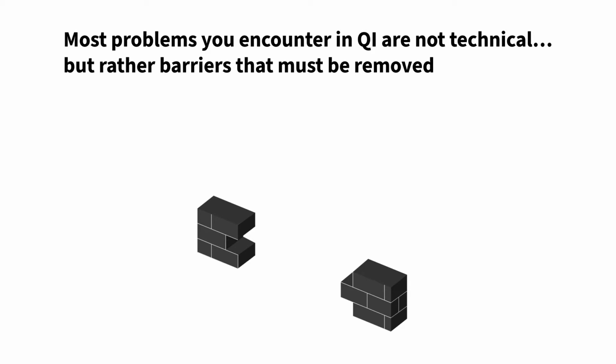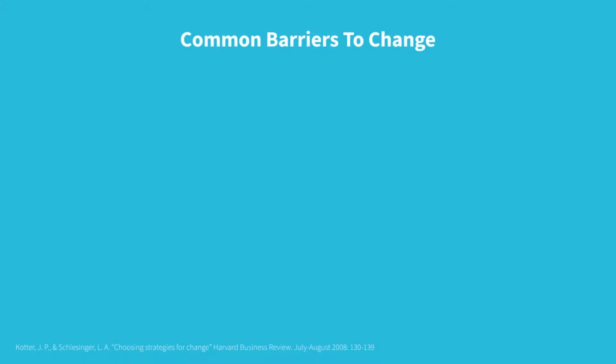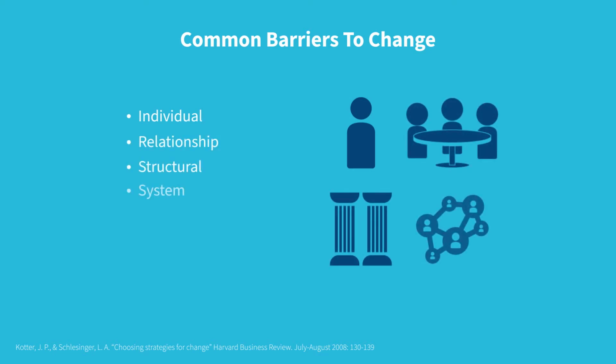Let's take a closer look at some of the common barriers that arise when implementing QI projects. Common barriers to change include individual, relationship, structural, and system barriers. When identifying these barriers, consider how you might use the power and resources within your team, as well as your own individual power and resources to break down barriers. We will discuss each common type of barrier to change next, starting with individual.